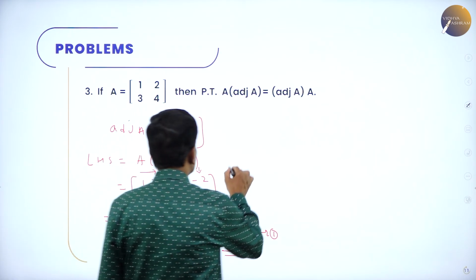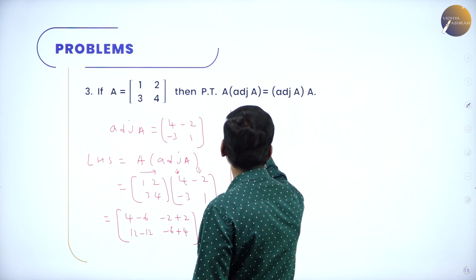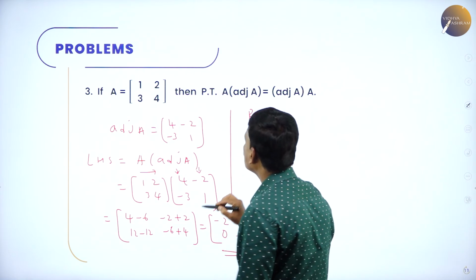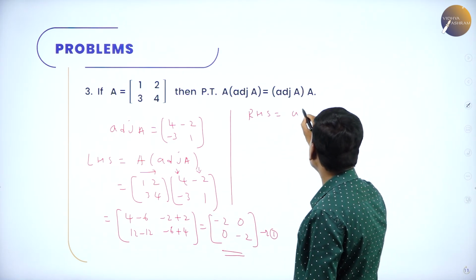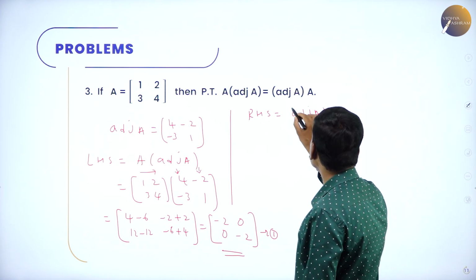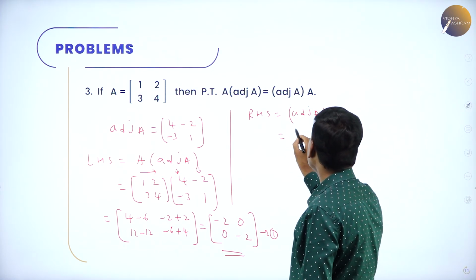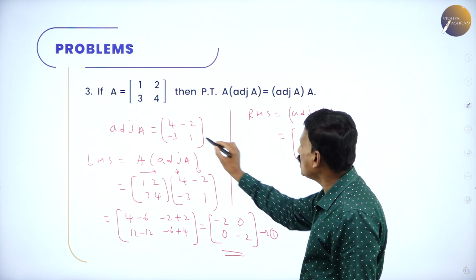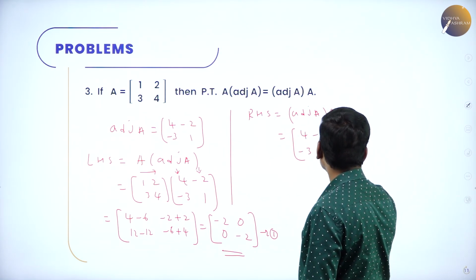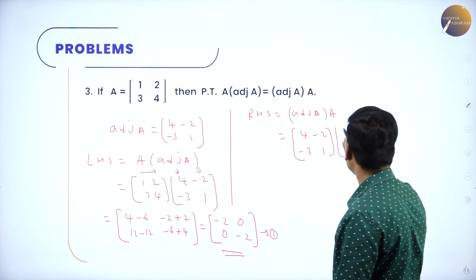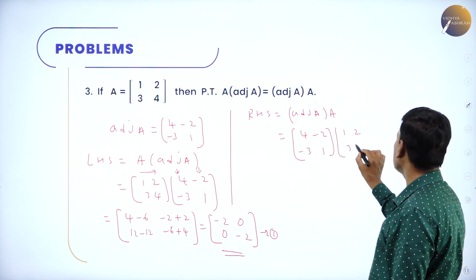Let us come to the second part, RHS. What is RHS? You have adjoint of A into A. So, adjoint of A. What is the adjoint? Adjoint is 4, minus 2, minus 3 and 1 into A. A is the given matrix 1, 2, 3, 4.